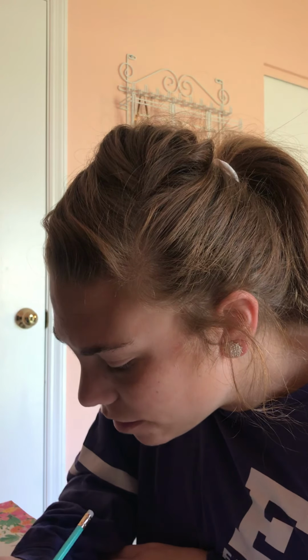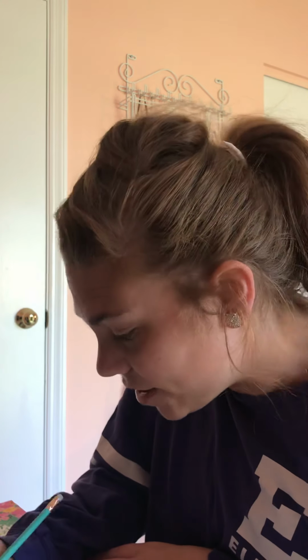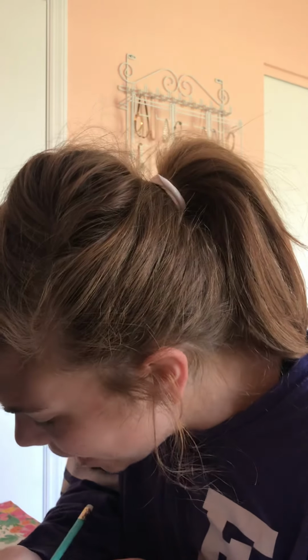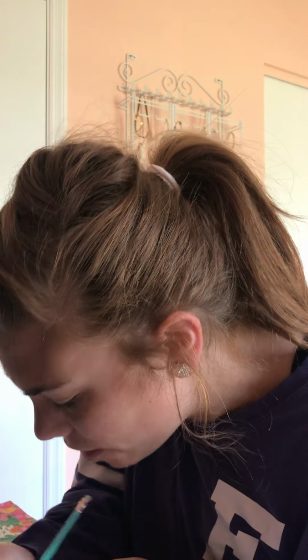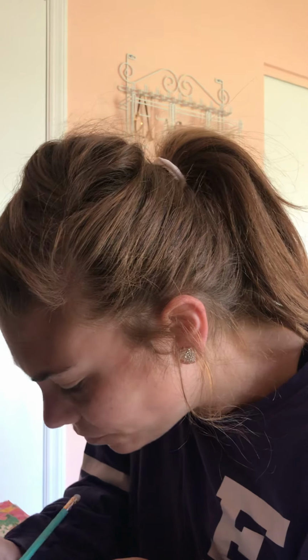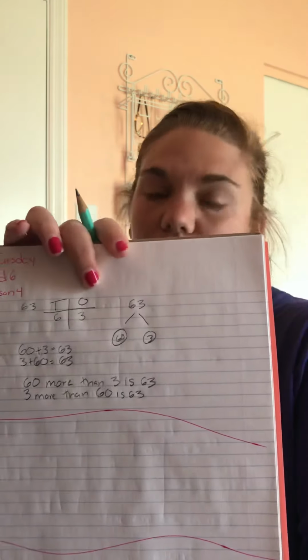Now let's incorporate some of our vocabulary that we've been using, the words "more than." So we can write 60 more than 3 is 63. Or again, using commutative property, you can reverse it and say 3 more than 60 is 63. Written out, your paper should look something like this.